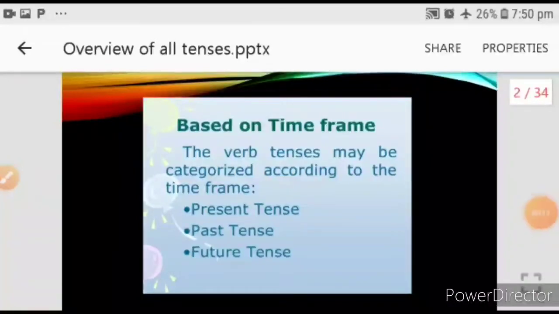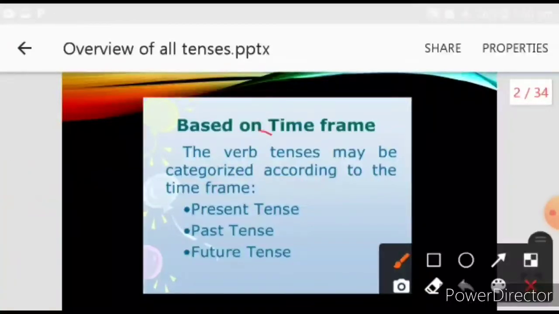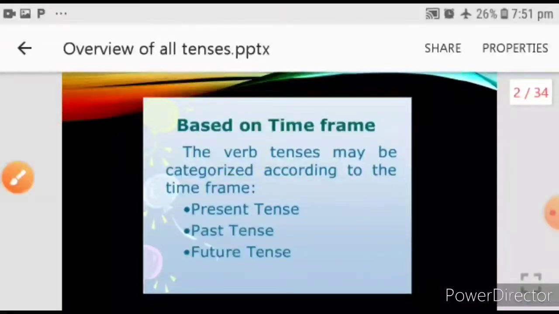Now, how do you know that a certain sentence is written in the present or the past or the future tense? So what is the most important thing? The most important thing is the verb. When you look at the verb, you understand whether the sentence is in the present or the past or the future tense. So the verb is the most important thing.